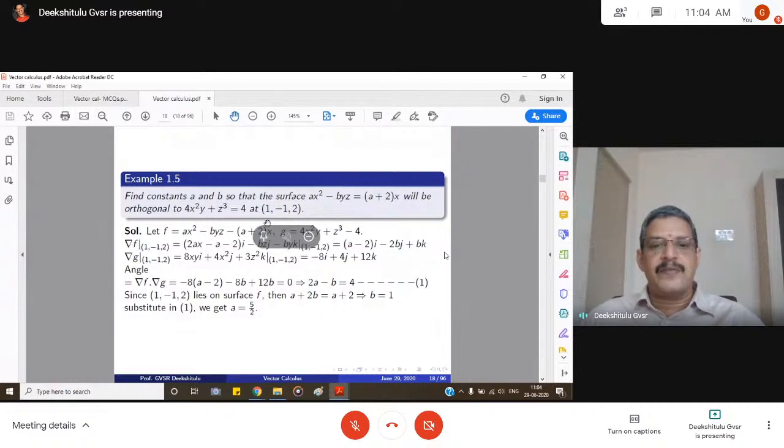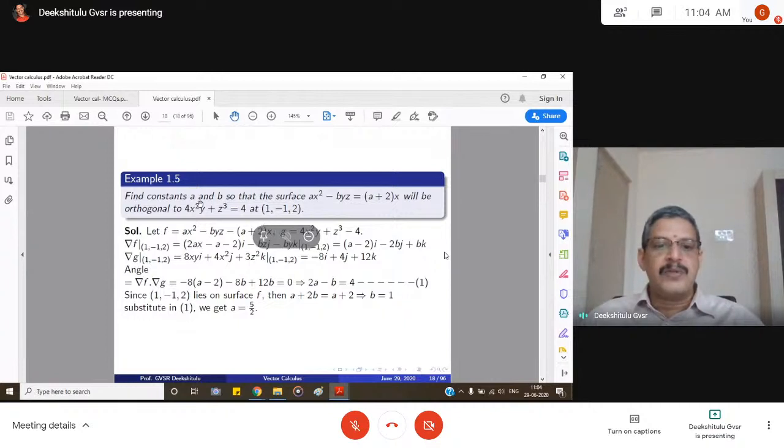So the gradient of f at (1, -1, 2) is i times ∂f/∂x, which is 2a x minus a minus 2; minus ∂f/∂y j, which is minus bz; minus ∂f/∂z, which is minus by k. You have to consider this at the point (1, -1, 2). So the vector is (a - 2)i - 2b j + b k. This is the vector normal to the first surface.